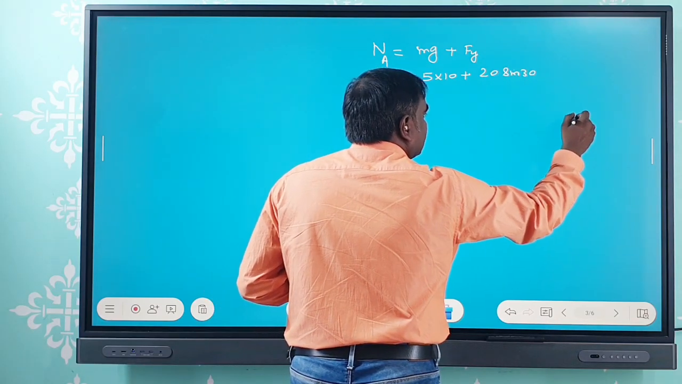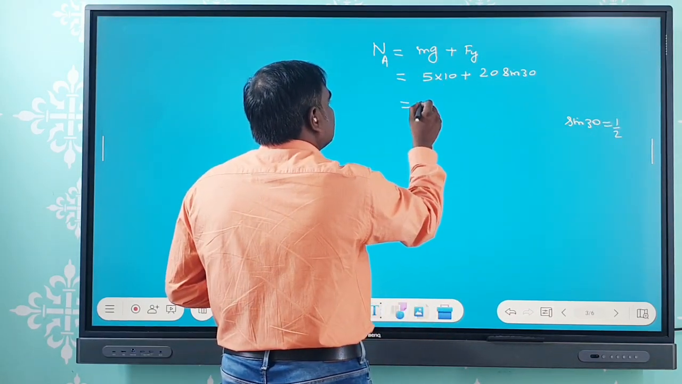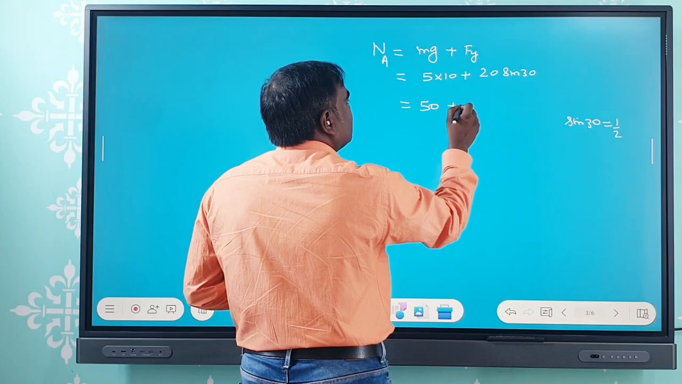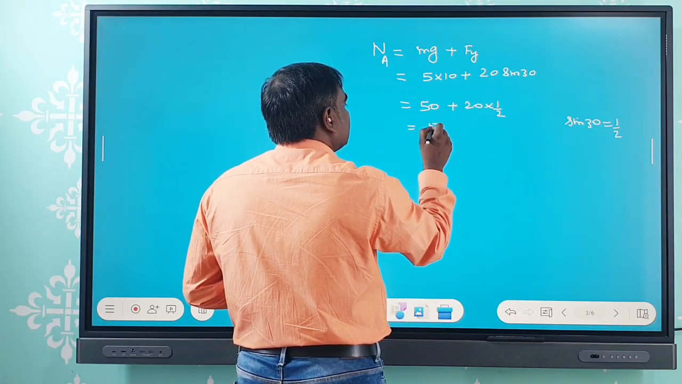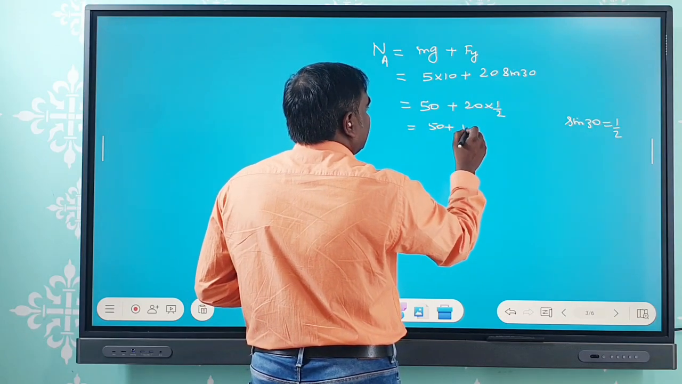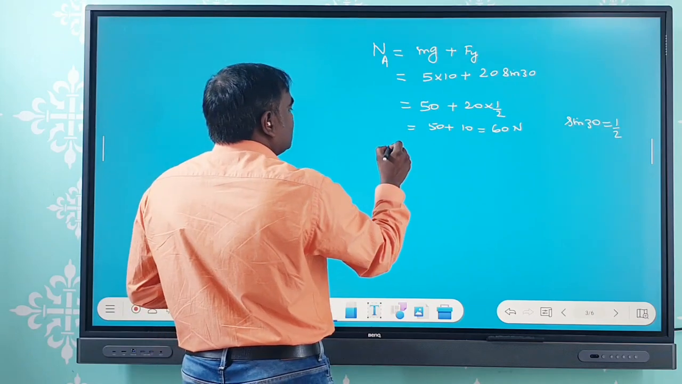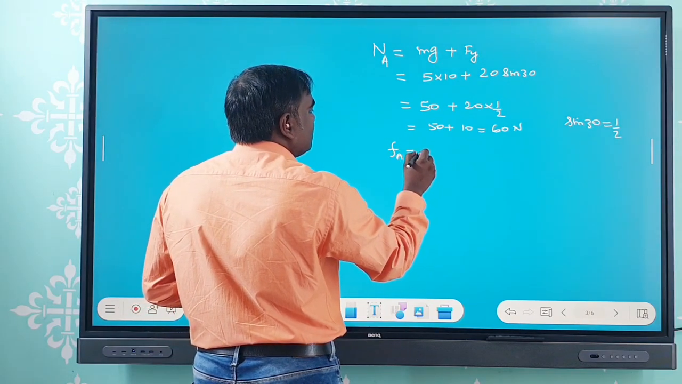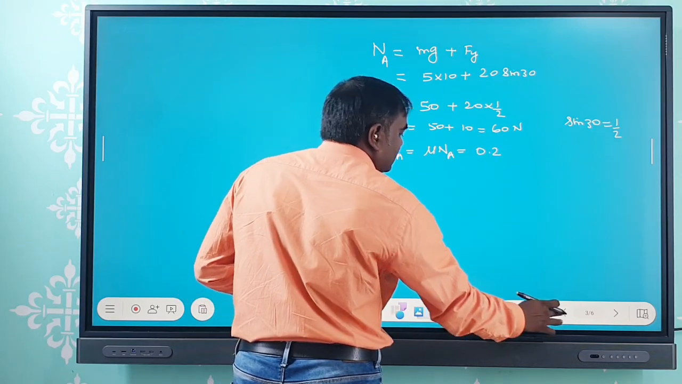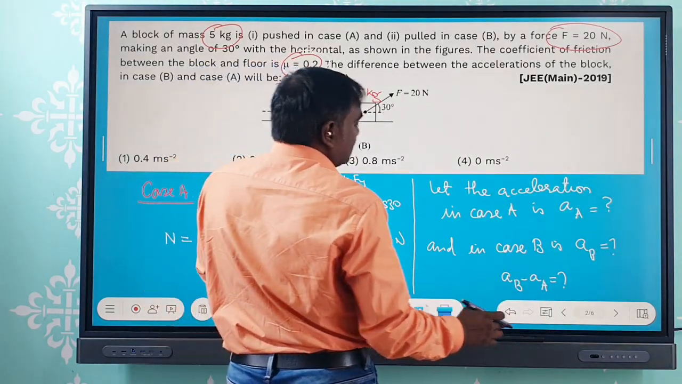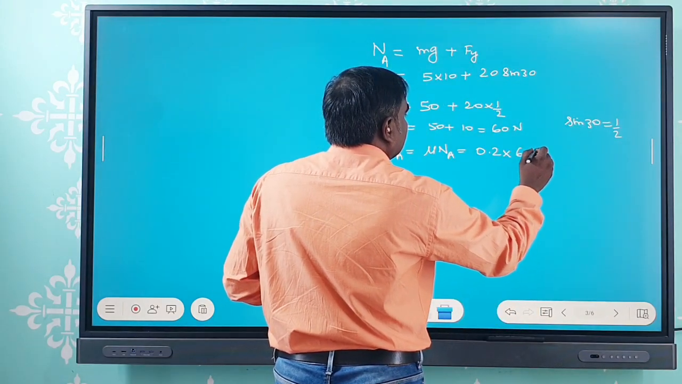So this is 5 into 10 plus 20 sin 30. Sin 30 is equal to 1 by 2, right? So this is 50 plus 20 into 1 by 2. So this is 50 plus 10, equal to 60 Newton. So the normal reaction is 60 Newton. Therefore friction A is equal to mu N A, that is 0.2 times the normal reaction of 60 Newton.